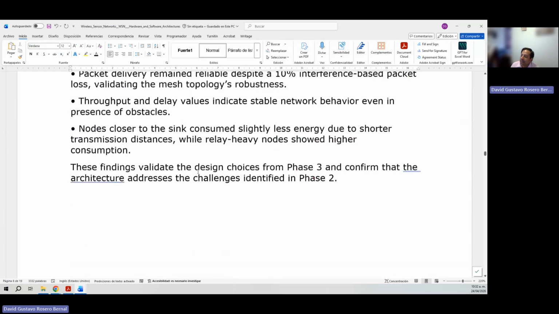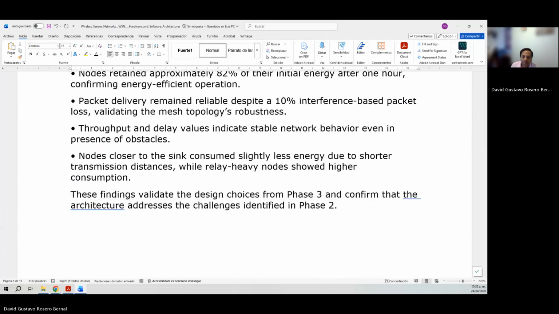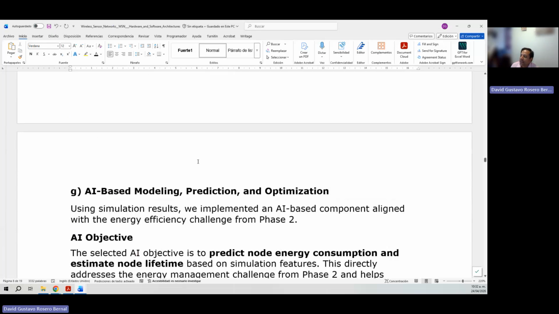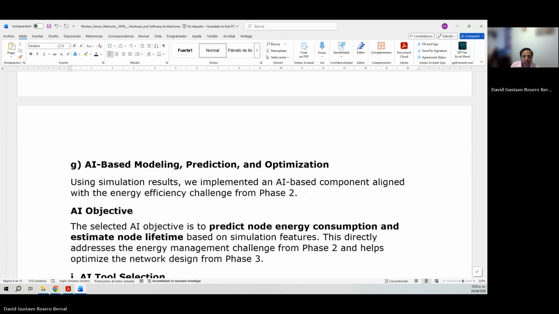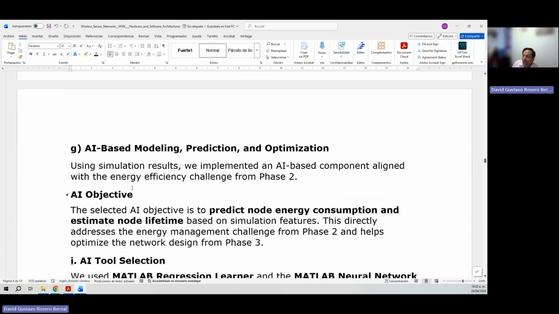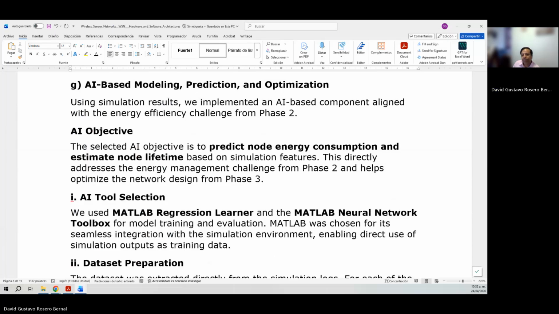These are the analysis and the results, which is basically what I already said. And this is the AI-based modeling, prediction and estimation. I have implemented an AI-based component using the simulation results as a data set. This AI analysis is aligned with the energy efficiency challenges identified in phase number 2. Its objective is to predict node energy consumption and estimate node lifetime.